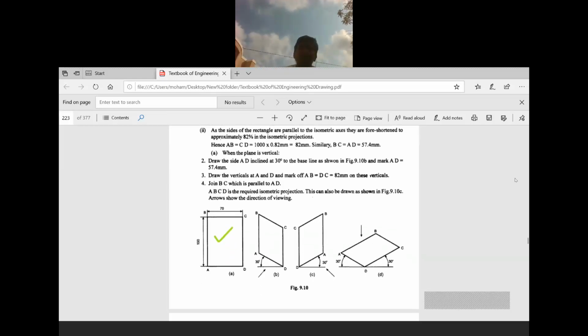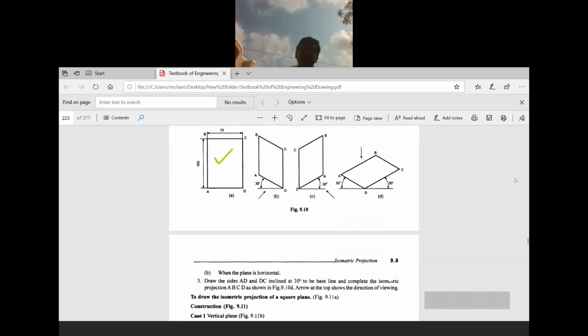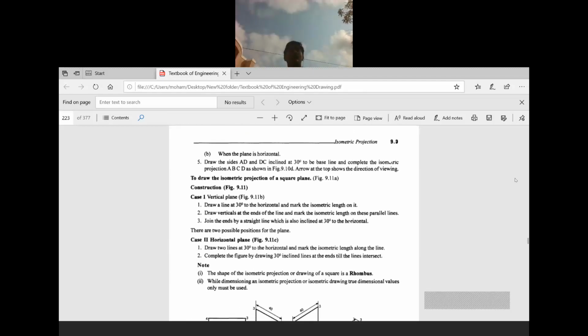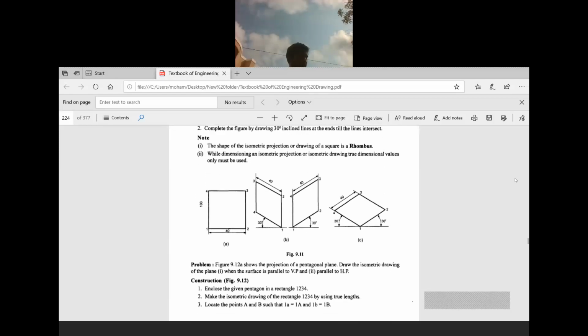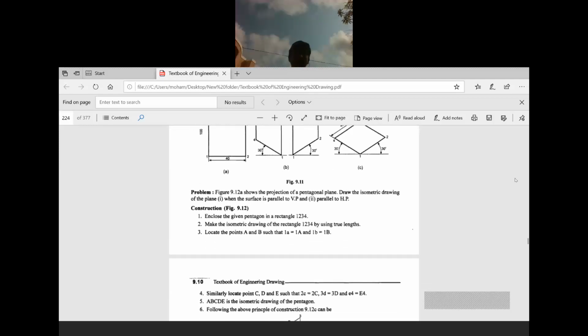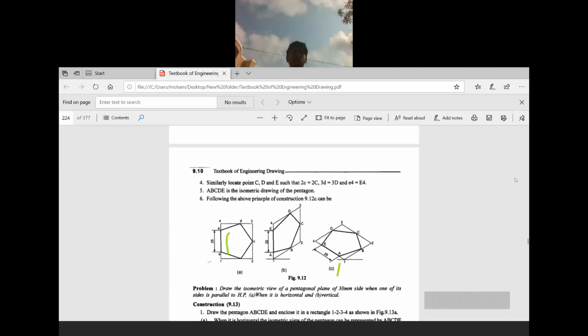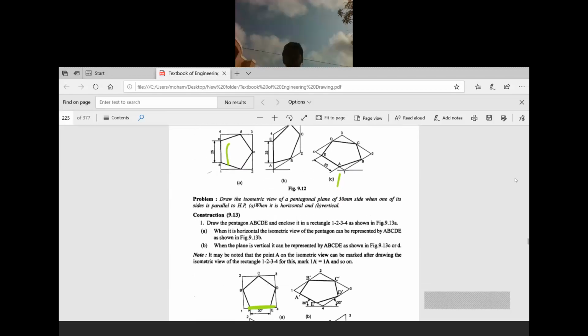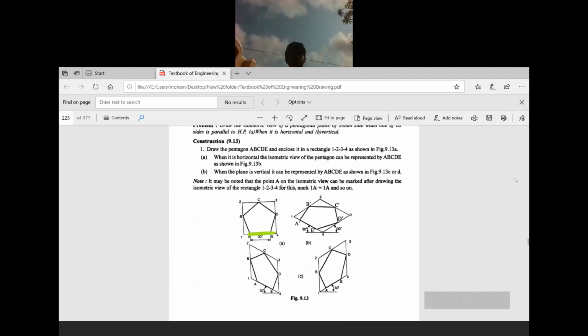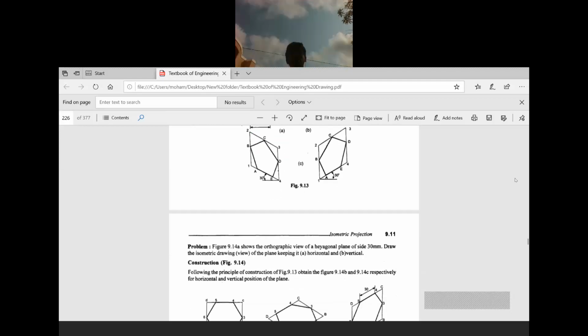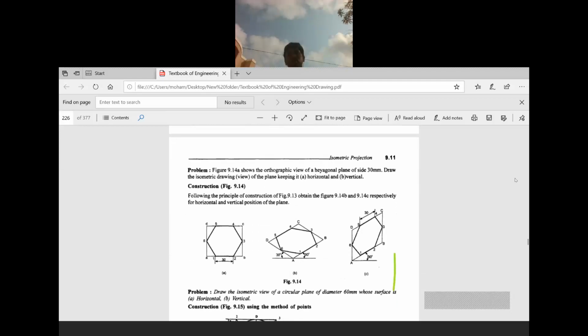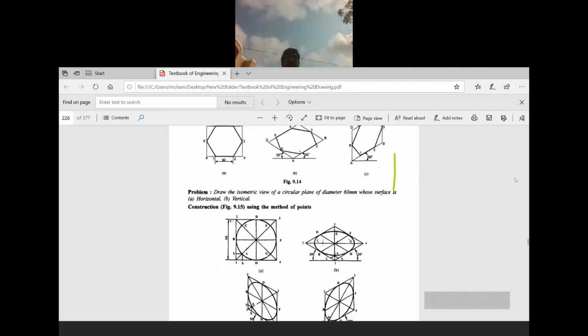We have studied the rectangle in isometric projection, then square, then octagon, then hexagon in isometric projection, then circle in isometric projection. But some of your friends didn't study the circle. We stopped at the hexagon itself.